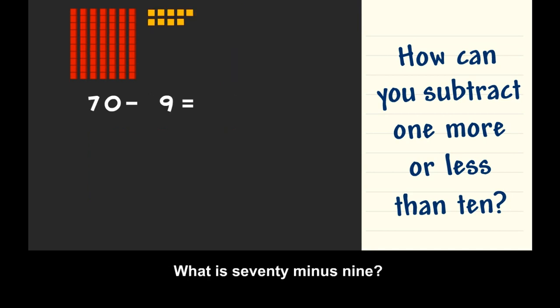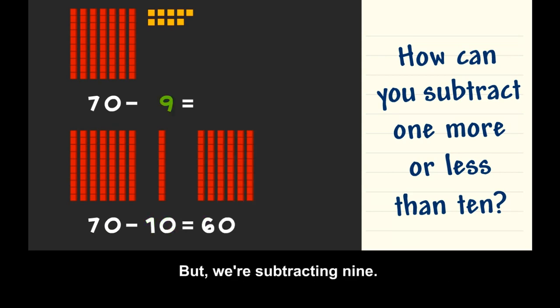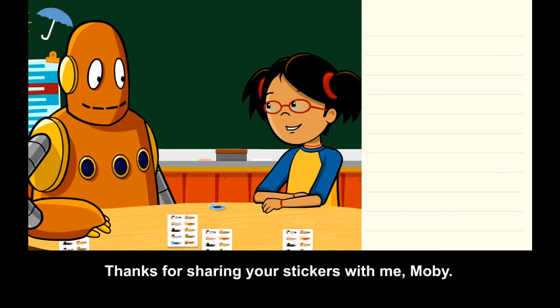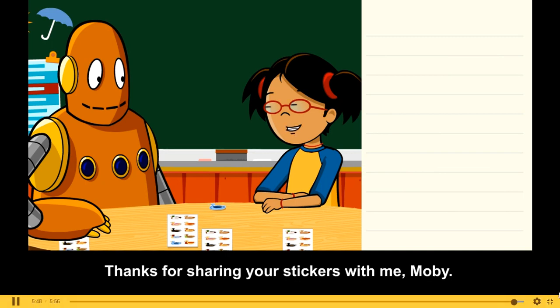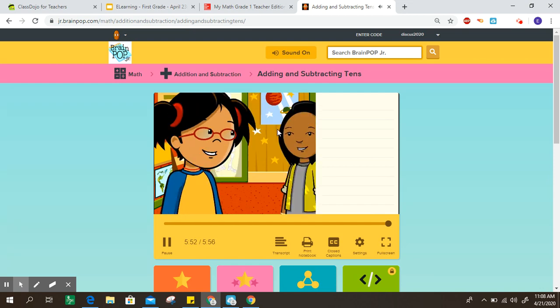What is 70 minus 9? I know that 70 minus 10 is equal to 60, but we're subtracting 9, so the difference is 1 more. 70 minus 9 is equal to 61. Thanks for sharing your stickers with me, Moby. I think our friends would like some stickers too.